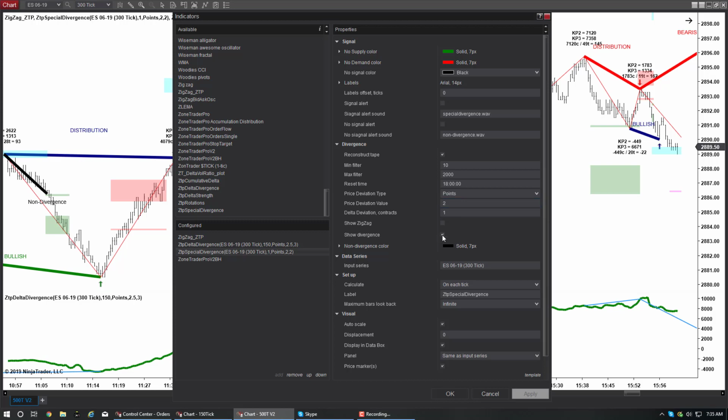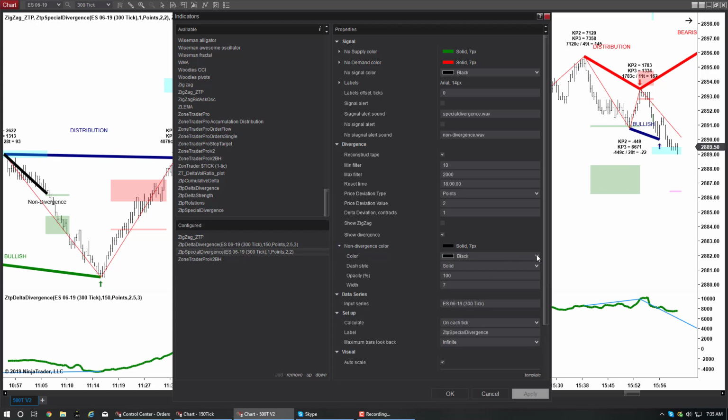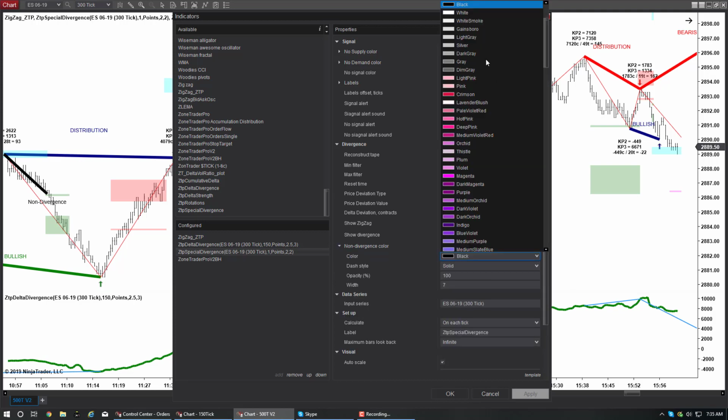Show divergence needs to be checked, and unlike the other script, the non-divergent ones will show up automatically. So we want to give the non-divergent color a black. If you don't want to see non-divergence, you have the option to go up here and turn the color transparent.